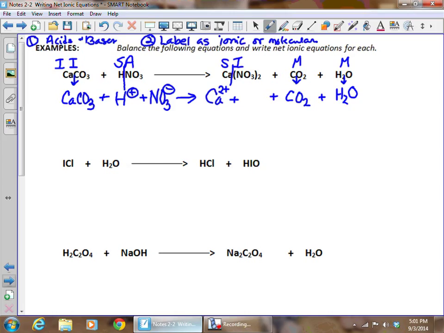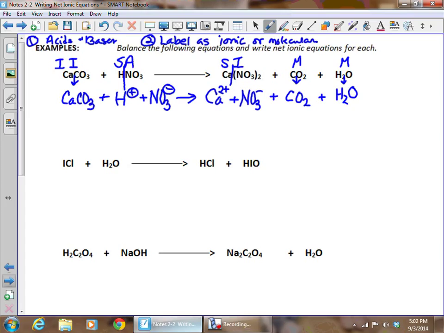Now, my suggestion when they break apart is to not worry about any of the coefficients. Just write down the ion, because if they cancel out because they're spectator ions, we're not going to have to worry about it anyway. So all we're going to do is just write down the NO3 minus part. What I've got right now is what is called the ionic equation. The ionic equation has all of the ions that are present in solution.